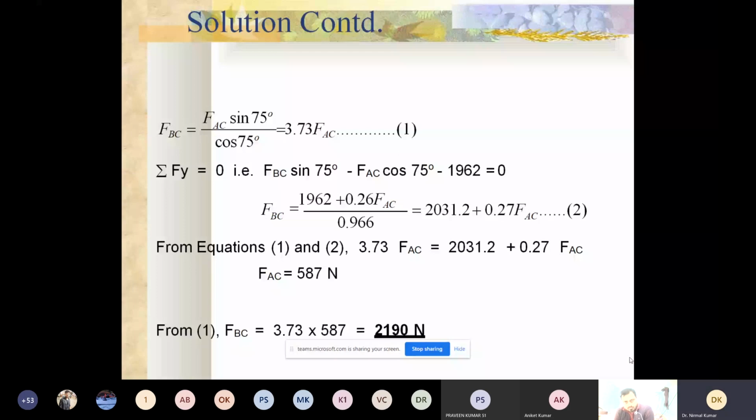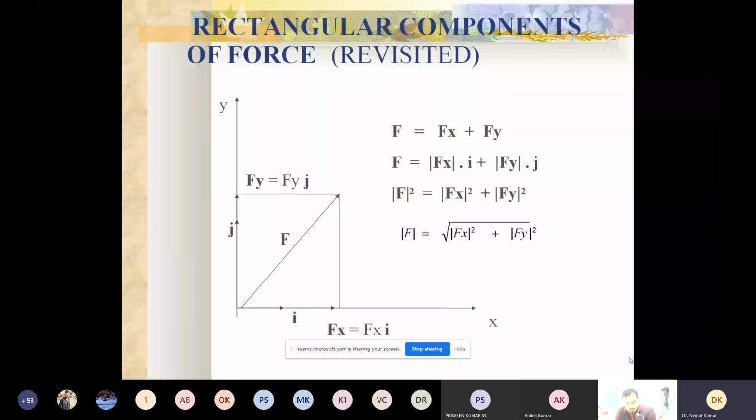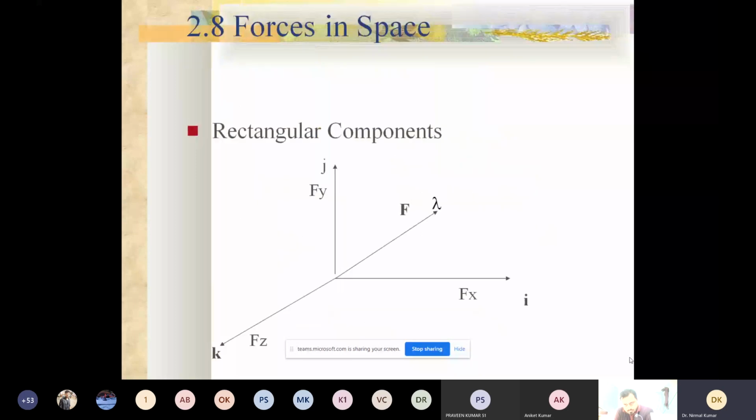Again, rectangular components revisited in vector form, summation of force in x direction. This is the same thing, not necessary to discuss here. And now I am introducing the unit vector in a resultant direction, which is lambda, and the force is acting in a space. Now I am not applying force in a plane, coplanar. Now force is in a space, and this F will have three components in x directions, y directions and z directions.